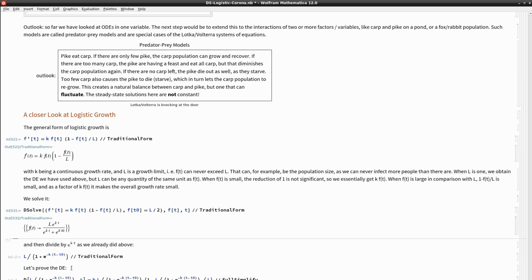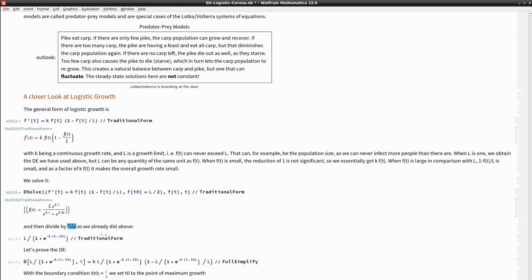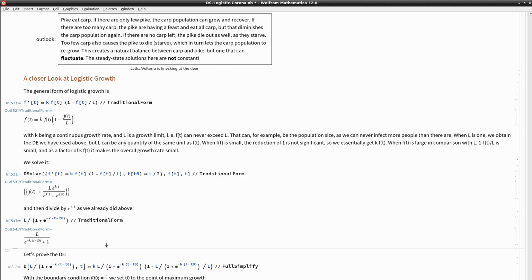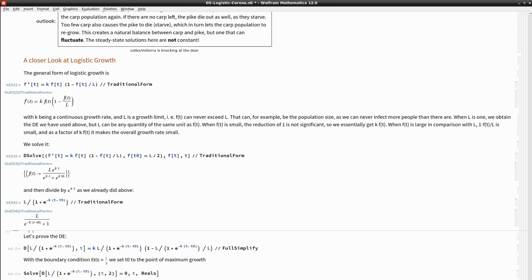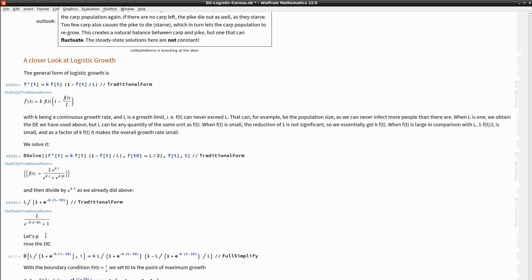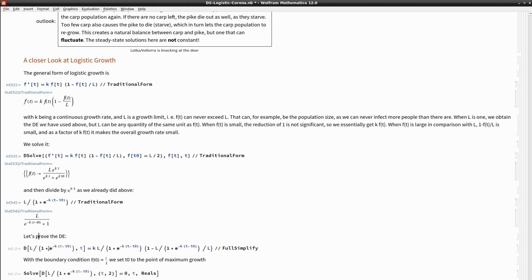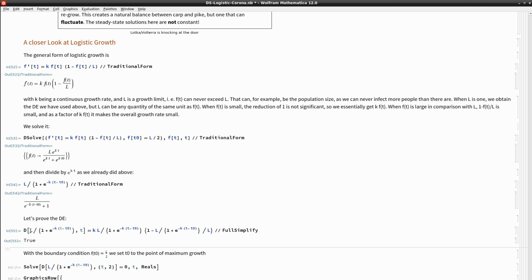Okay, and if next we divide by e to the kt, as we already did before, we're getting a simpler expression, and in the next step we are proving that it's indeed a differential equation. We differentiate that expression with respect to t, and we set it equal to k times the f of t term here times 1 minus that expression divided by L, and we see that these two expressions are the same. This equation here ends up being true.